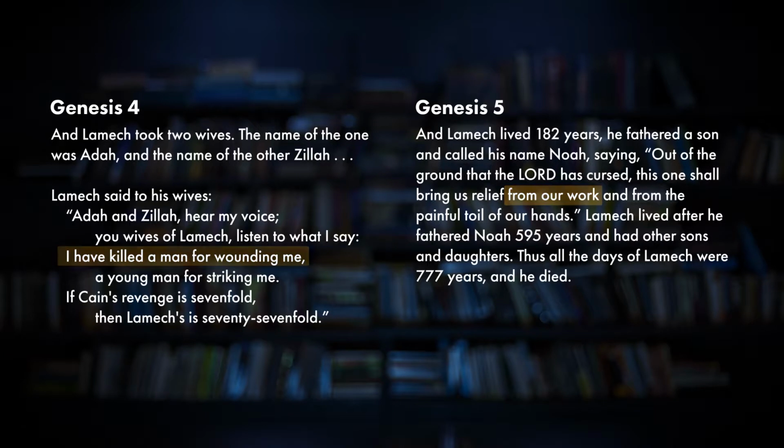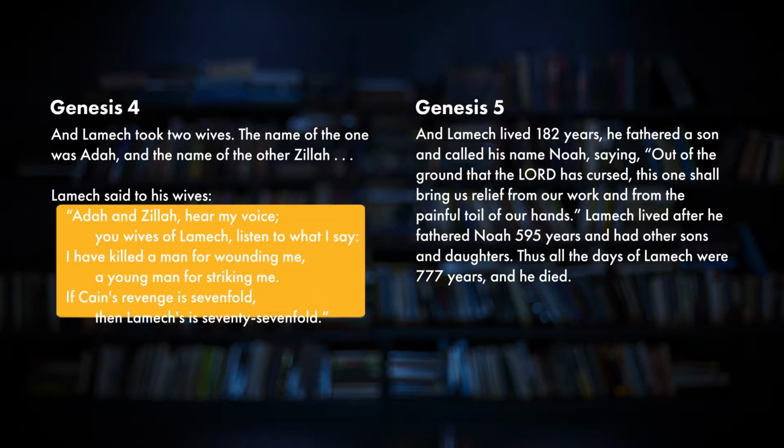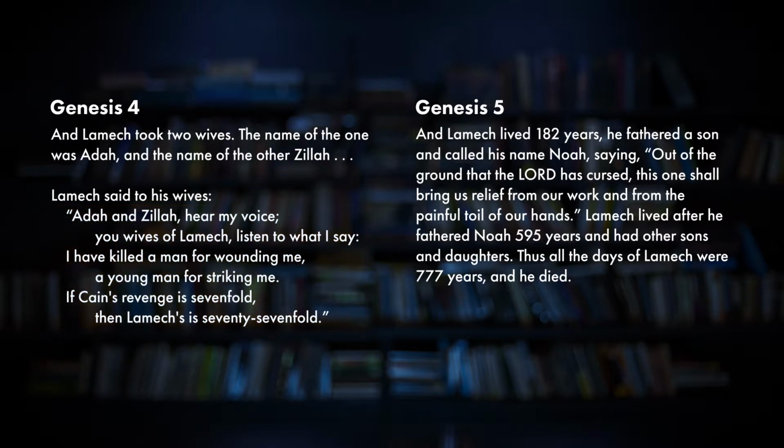Not only that, but notice what the focus of each of the dialogues is. The evil Lamech says this: Ada and Zillah, hear my voice. You wives of Lamech, listen to what I say. I have killed a man for wounding me, a young man for striking me. If Cain's revenge is sevenfold, then Lamech's is 77-fold. The evil Lamech's focus is on revenge, demanding that his wives listen to him about all the revenge he's going to get. In contrast, the good Lamech is focused on rest.